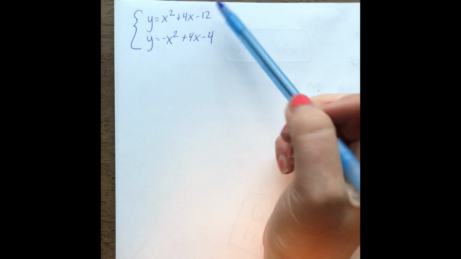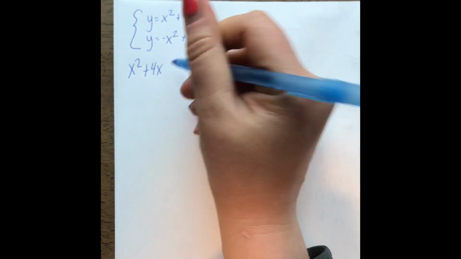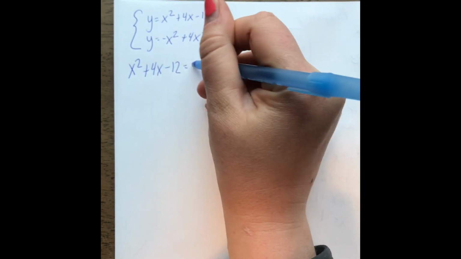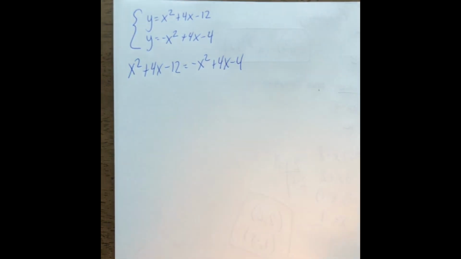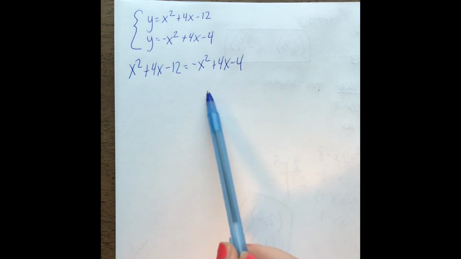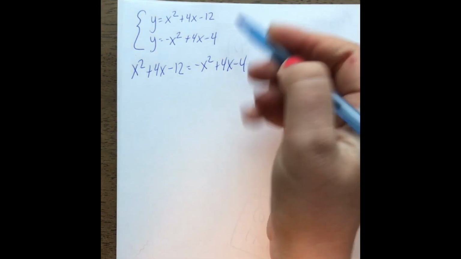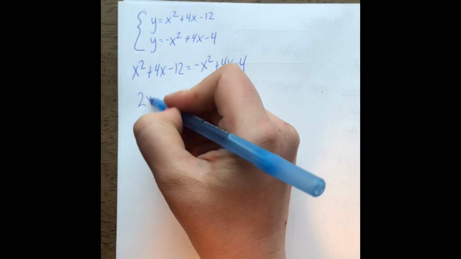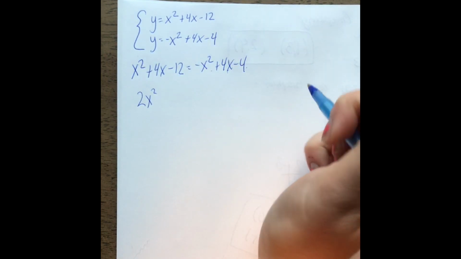All right, so again, we're going to solve the system by substitution. So y equals, we're going to set them both equal to each other. So we have x squared plus 4x minus 12 is equal to negative x squared plus 4x minus 4. Again, whenever you solve a quadratic equation, you always have to set the equation equal to 0. So I'm going to bring everything to one side. I'm going to add x squared to both sides, subtract 4x from both sides, and add 4 to both sides.